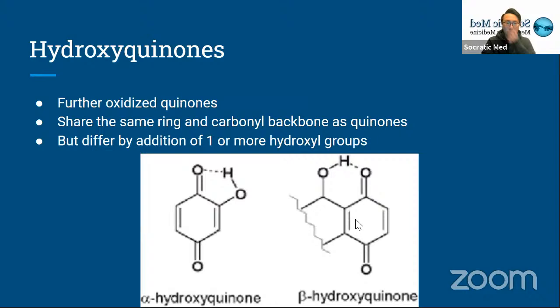And hydroxyquinones are similar to quinones. They share the same ring and carbonyl backbone as quinones, but they differ because of an addition of one or more hydroxyl groups. So it's similar to a quinone, except it's further oxidized. On the bottom, these hydroxyquinones look like the quinones, but they have extra hydroxyl groups attached to them.